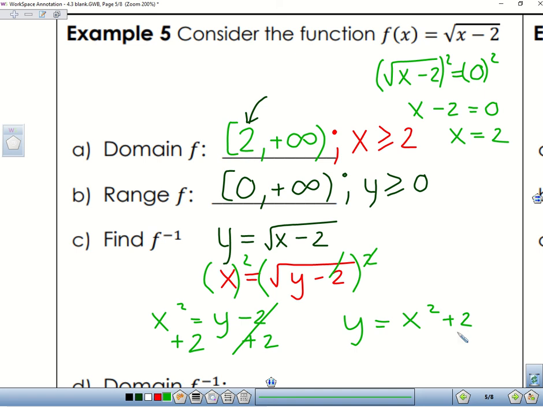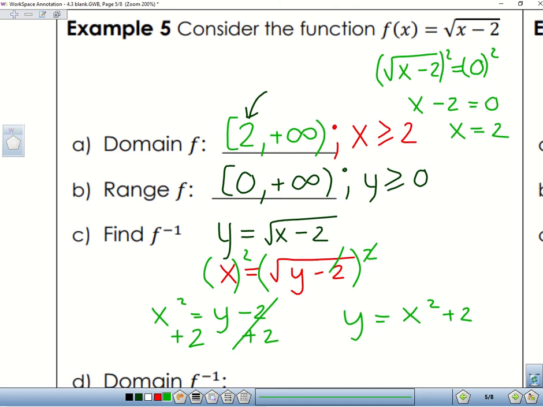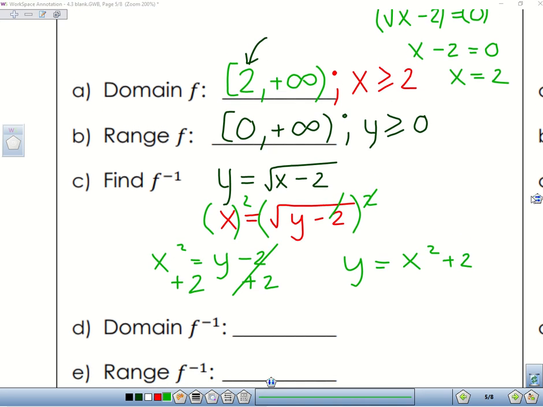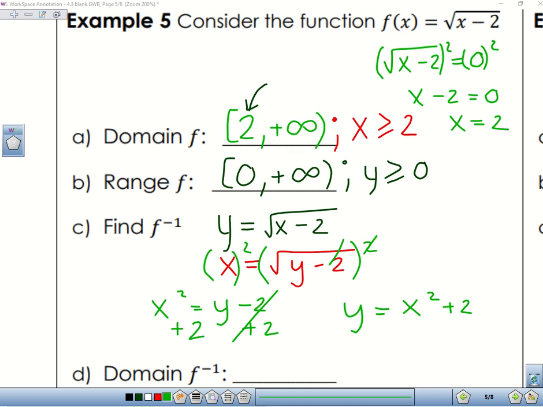Everybody good with how I got the inverse? Now the inverse we know is what kind of function? It's a quadratic, good. So this is where things get a little bit tricky, and let's look at the graph of all of this. So the first function I have is f of x equals the square root of x minus 2, right?